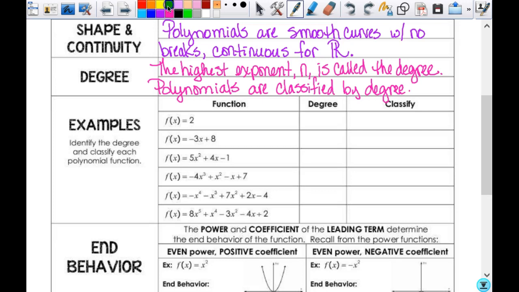So some examples. It says, identify the degree and classify each polynomial function. All right, so if I look at this first one, what's the degree of this polynomial? Okay, so there's not an x on there. So if I force an x on there, what does the exponent have to be for it to be equal to that? Because that equals 2 times 1, which is 2. So what's your degree? 0. And what do we call that kind of function? Constant. Okay. It is a constant function.